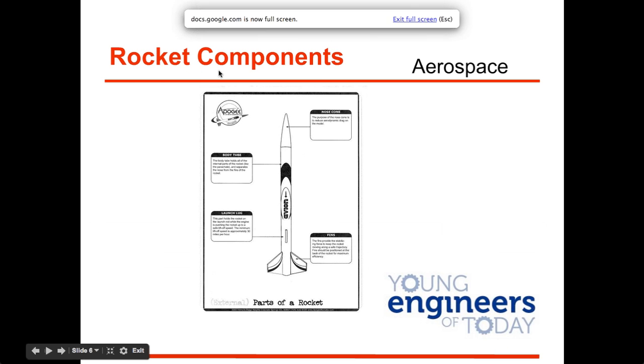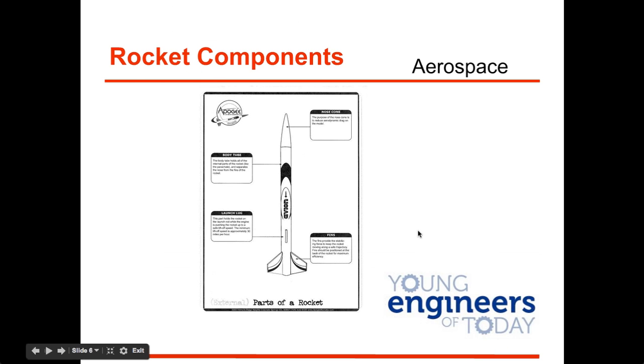So these are components for model rockets, kind of what they're made of. We have the nose cone at the tip, and we're going to talk a little bit about why there is a nose cone and what it does. But right now, we're just going to say it reduces aerodynamic drag. We'll talk a little bit more about that. The body tube holds all the internal parts of the rocket, like the parachute, and it connects the nose and the fins.